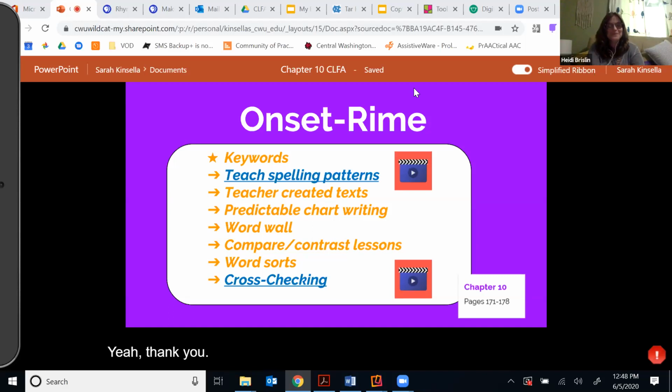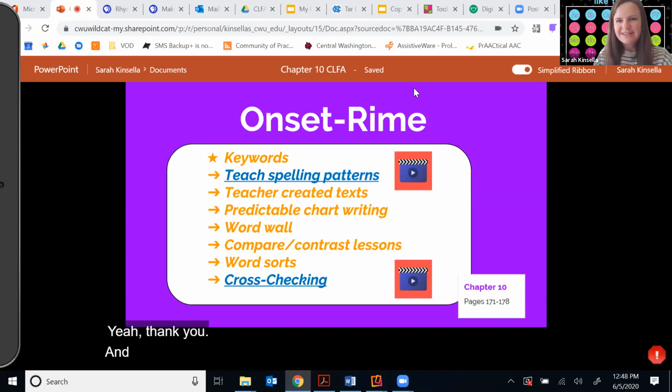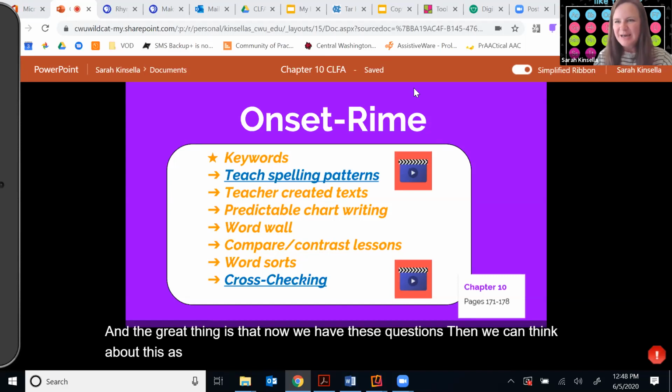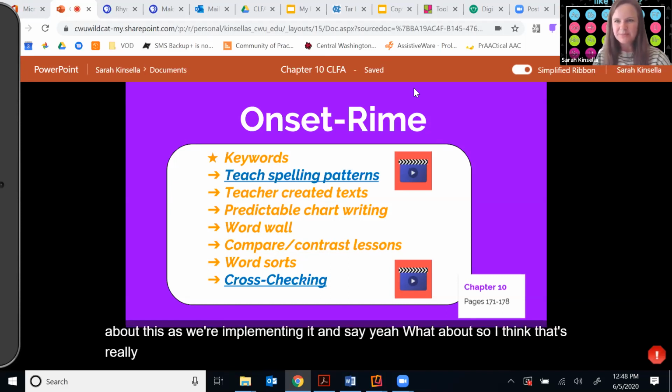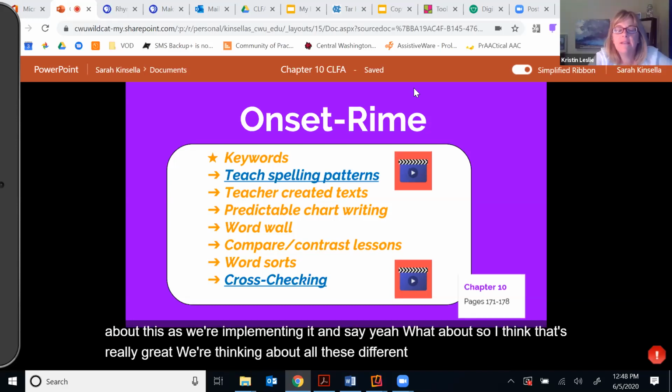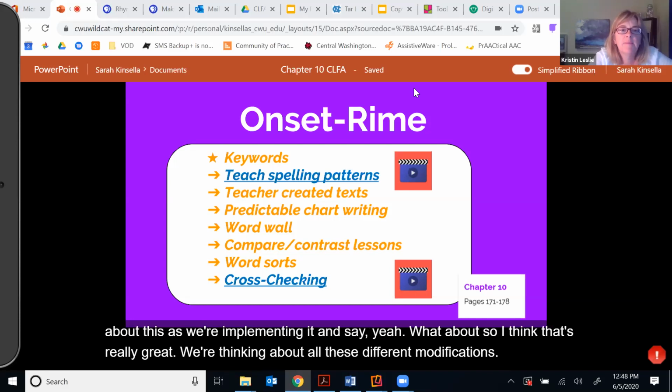Right. And the great thing is that now we have these questions, and we can think about them as we're implementing it and say, oh yeah, what about this? I think that's really great, thinking about all these different modifications. Something like that is really hard for somebody with visual impairment, to go, wait a minute, those aren't spelled the same.